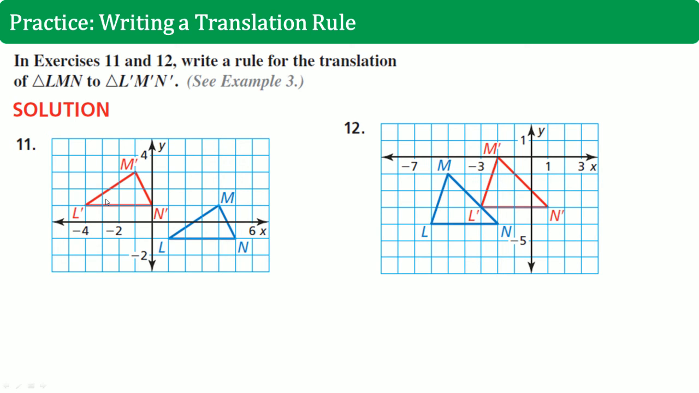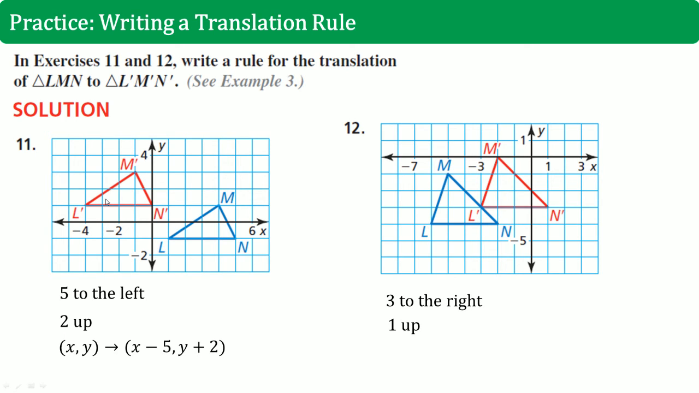Here are your solutions. You are going 5 units to the left, then 2 units up. The general form would be (x - 5, y + 2). Number 12: 3 units to the right, 1 unit up. The rule would be (x + 3, y + 1).